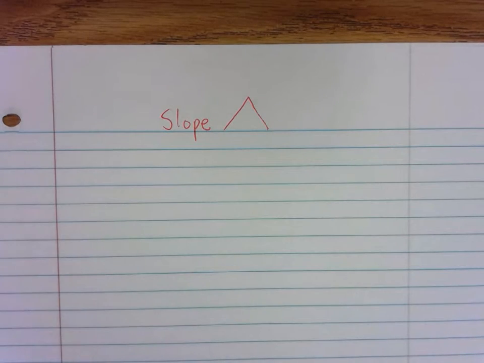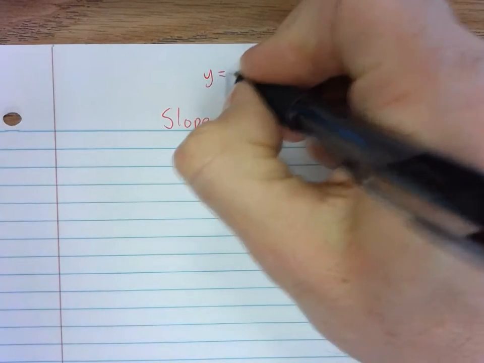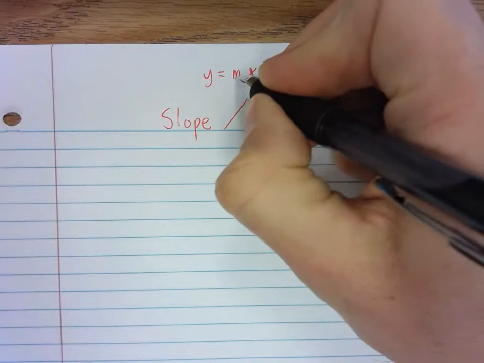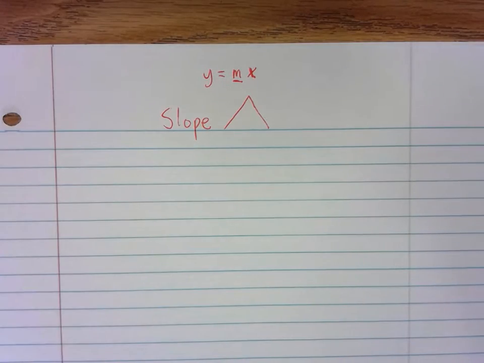Alright, today we're going to talk about them mountains and them valleys, baby. I'm back. Today we're going to talk about slope. Up to this point, you've heard me talk a lot about this little formula right here, y equals mx. Today we're going to talk about that m, and that m is actually standing for the slope.